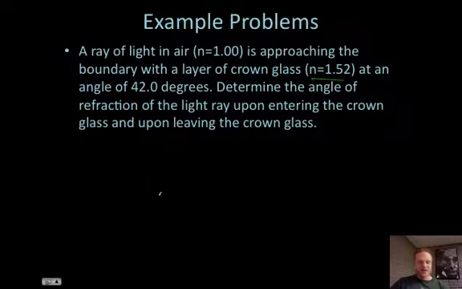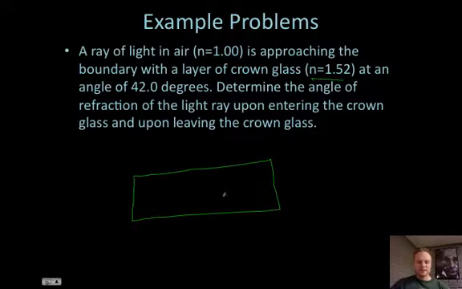Okay, that's great. So this is going to be a little bit tougher problem, and the reason why I'm saying it's a little tougher is because we're going to have two parts to this. I'm going to draw a box, and this box is going to represent the glass. I'm going to take off the crown part. We're going to call it glass, and this has an N of 1.52.